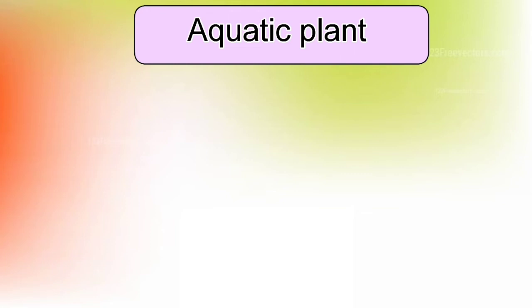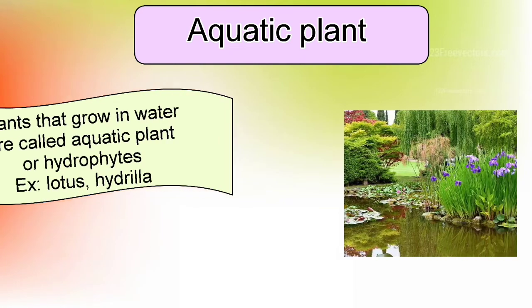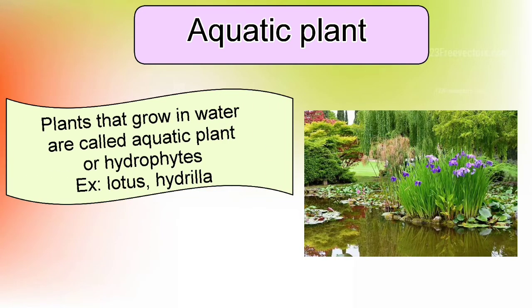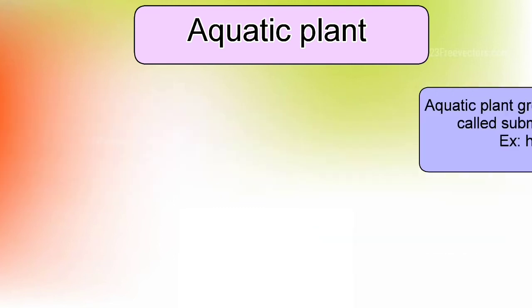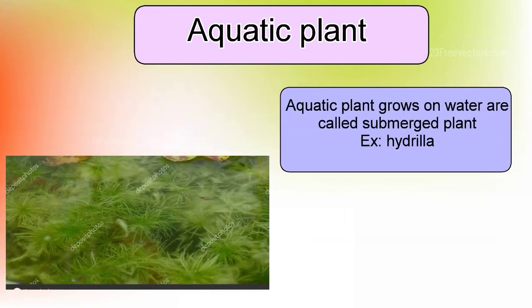Aquatic plants. Plants that grow in water are called aquatic plants or hydrophytes. For example, lotus, hydrilla. Aquatic plants like hydrilla that grow under water are called submerged plants.